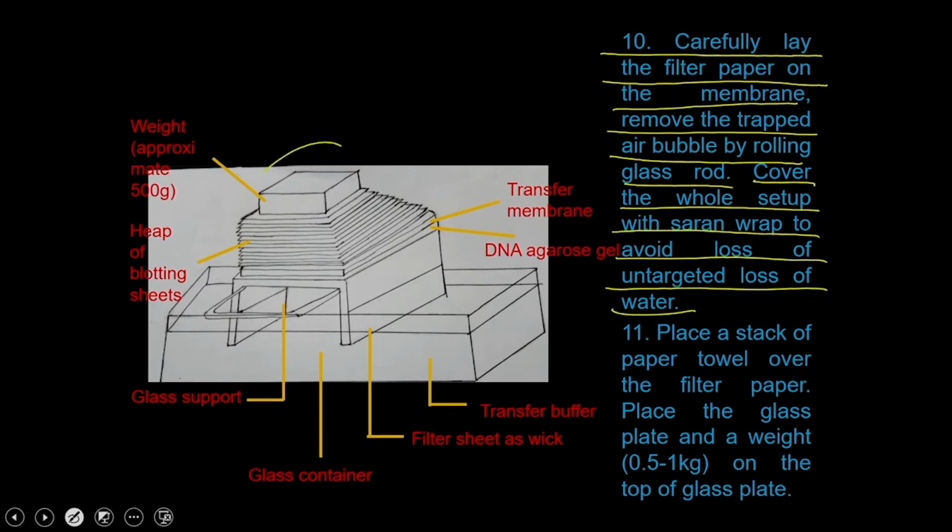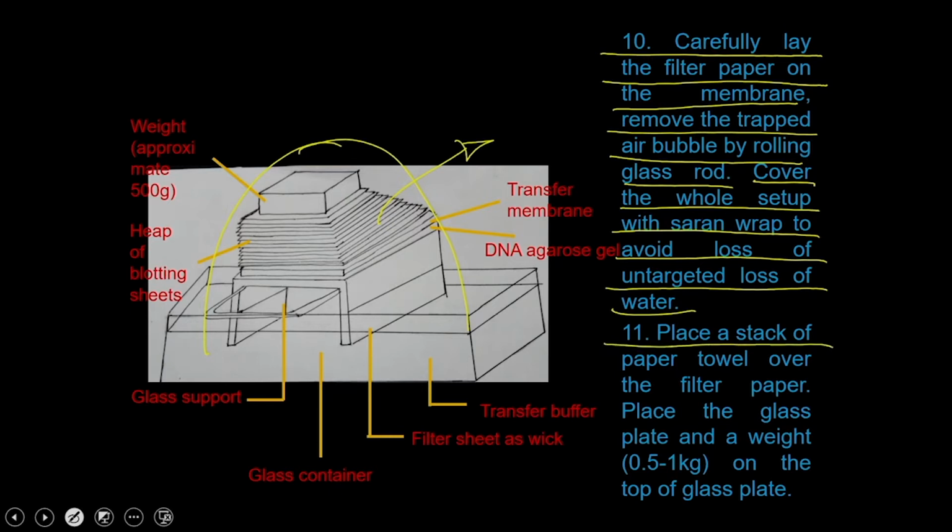So this means you have to cover this whole thing in saran wrap so that the water does not evaporate from this system. The liquid should go up to the top, and you can keep changing these filter papers so that there will always be a current of water which goes from the bottom to top.